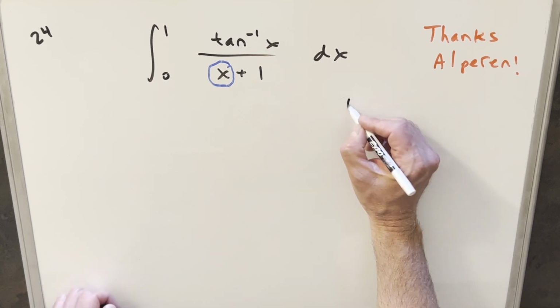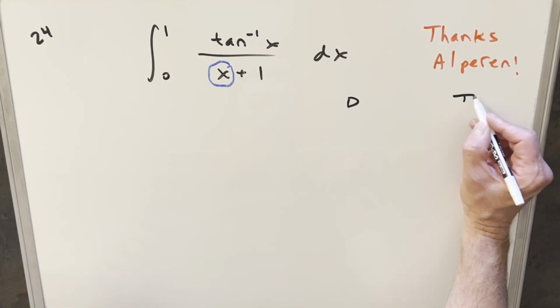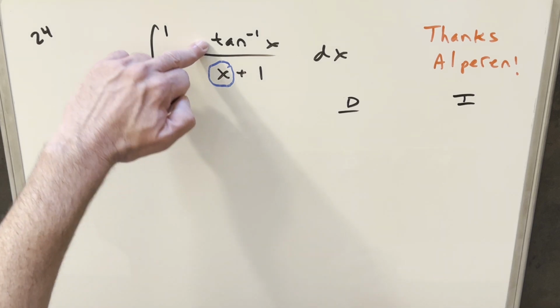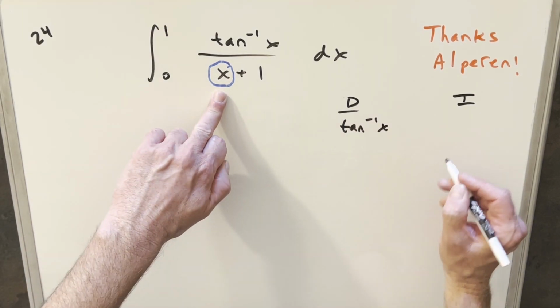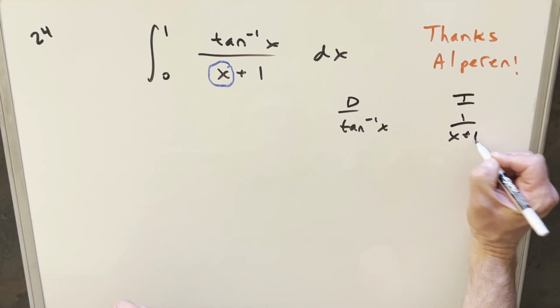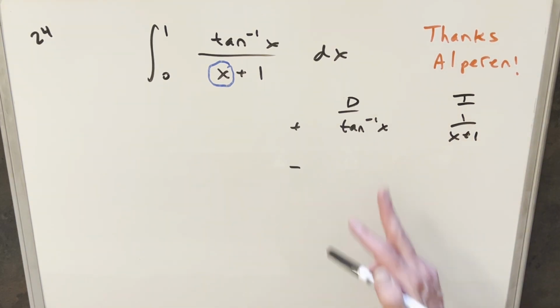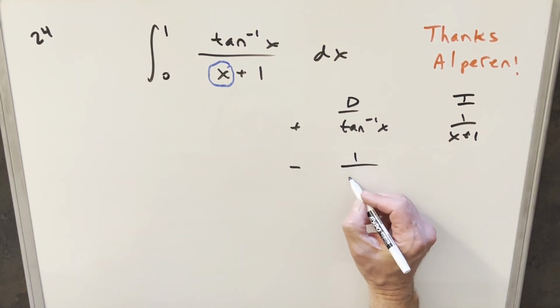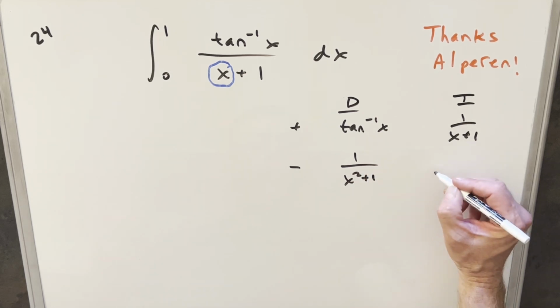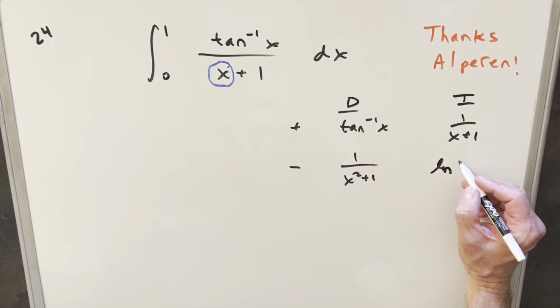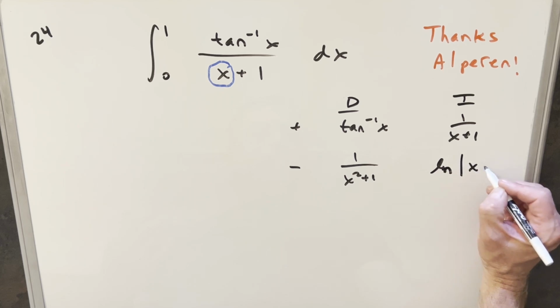Coming over here to the right, we'll set up our DI table for tabular integration. We want to differentiate arctan just because we don't really know how to integrate that. And then 1 over x plus 1, that's going to be easy to integrate. First, the derivative of arctan, that's just going to be 1 over x squared plus 1. And over here, the integral is just going to be natural log absolute value x plus 1.